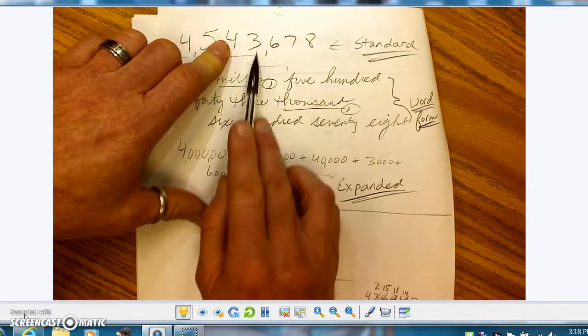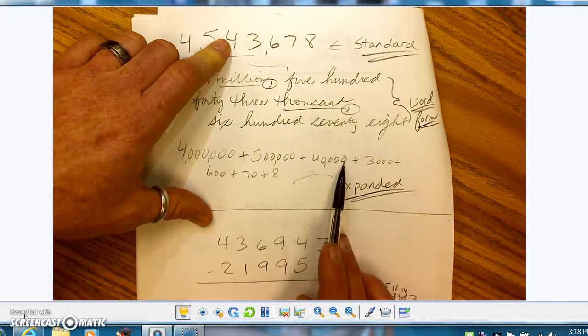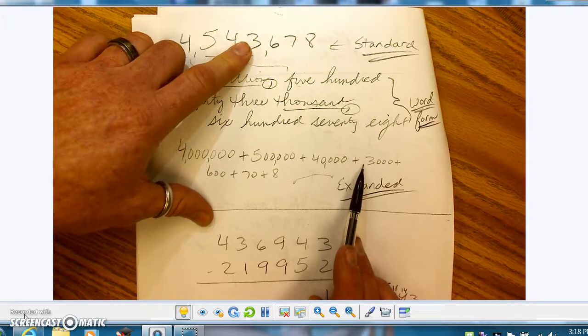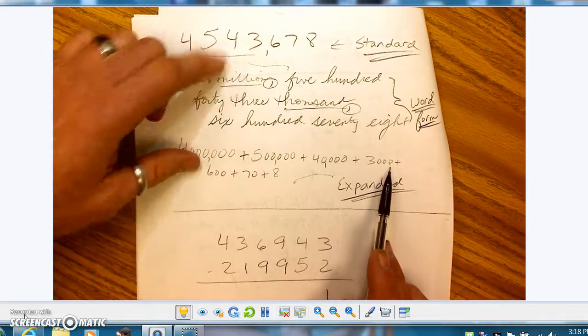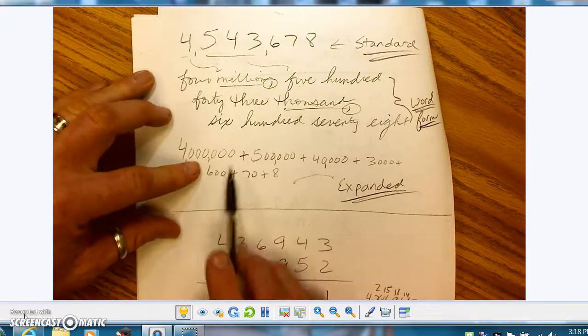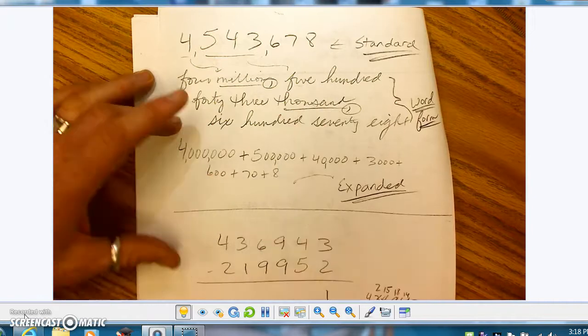How many numbers after it? 1, 2, 3, 4. Done. Next, 3. Write down the 3. How many numbers are after the 3? 1, 2, 3. Now it's getting easy peasy, right? You've done this a ton of times. 6 is 600. 7 is 70. 8. There you go. Expanded form.